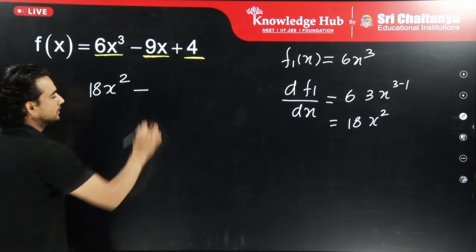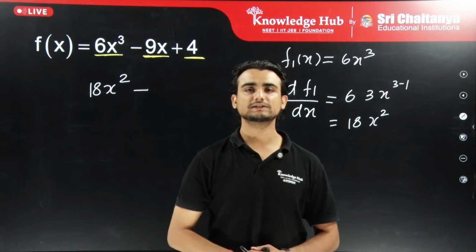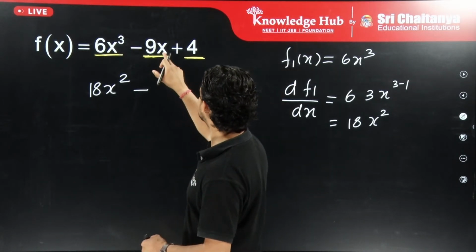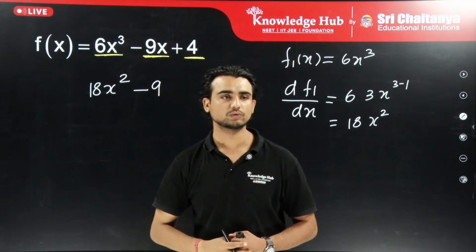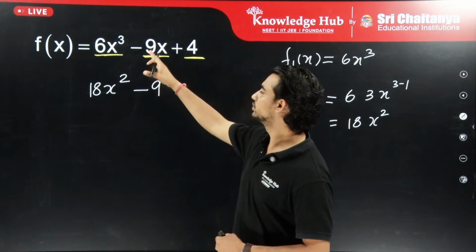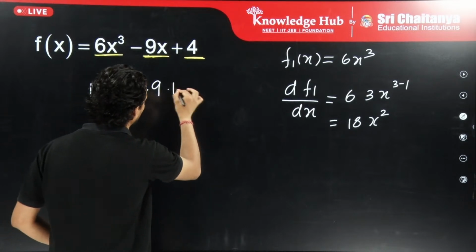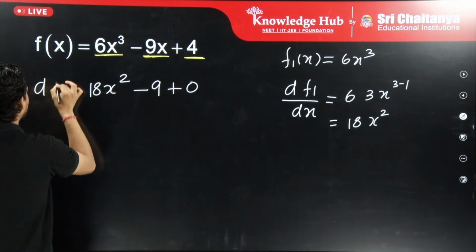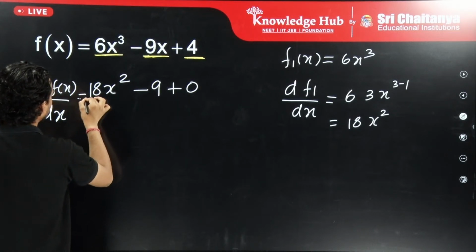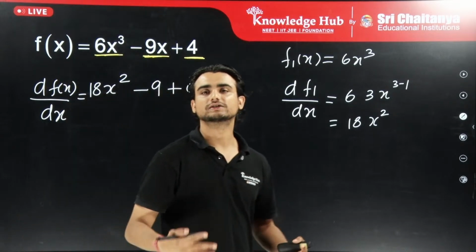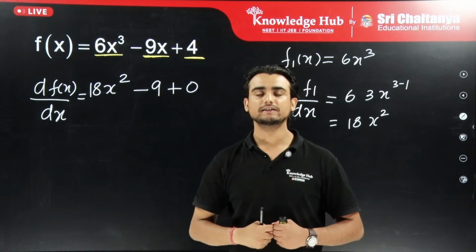Similarly, this is of the form ax plus b, and differentiation of ax plus b is, right? So I will get an a and this b becomes 0. Or I can also write that the differentiation of 9x is 9 and differentiation of 4 is 0. So this is how I find the differentiation if two or more functions are in addition or subtraction. I differentiate them individually and just add them up.